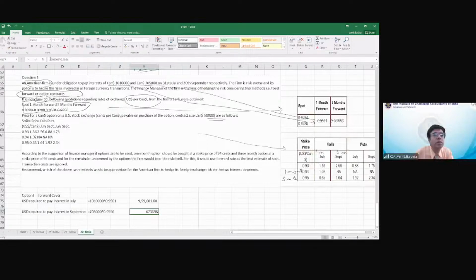673,698. This is my option 1. This was the easiest of the lot, so we completed this very fast so that we can focus more time in examination on the one which is going to require more time and focus from us. Now I will start with option 2.